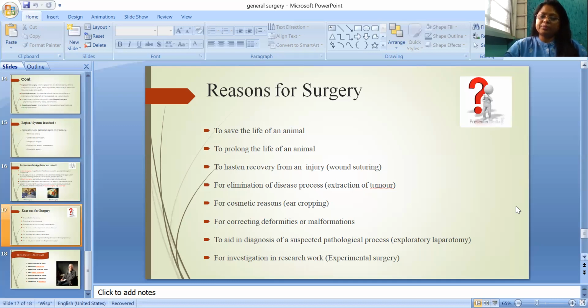Exploratory laparotomy is totally related to diagnostic purpose. You just do a laparotomy and then explore the abdominal part, and you can see and you can diagnose, yes, here is a tumor or another disease condition, right? For investigation in research work, that is experimental surgery. So these are the reasons for surgery, right?